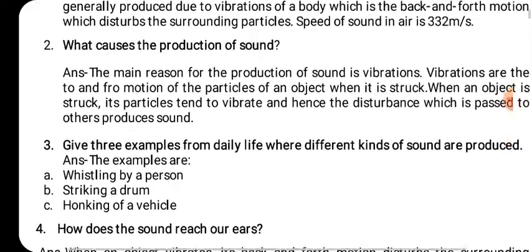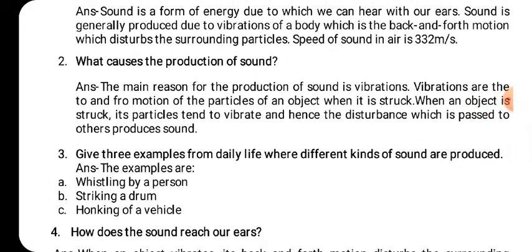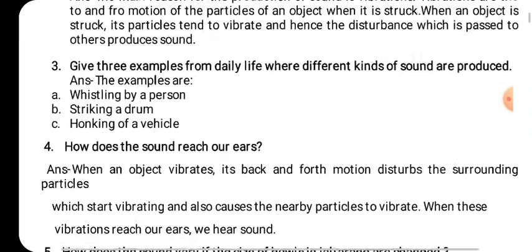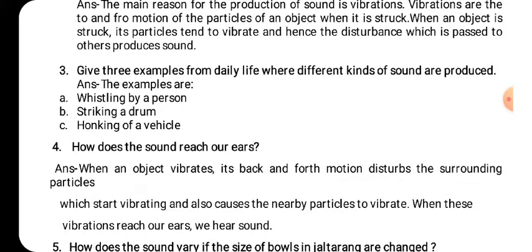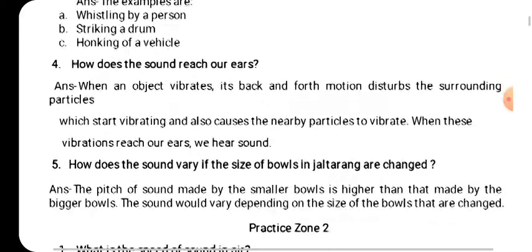Next is, what causes the production of sound? Sound is produced due to vibrations of the molecules along their mean positions. Whenever a solid thing is struck, it vibrates along its mean position, and that is how the production of sound takes place. Next is, give 3 examples from your daily life where different kinds of sounds are produced. So this you can answer from your side.